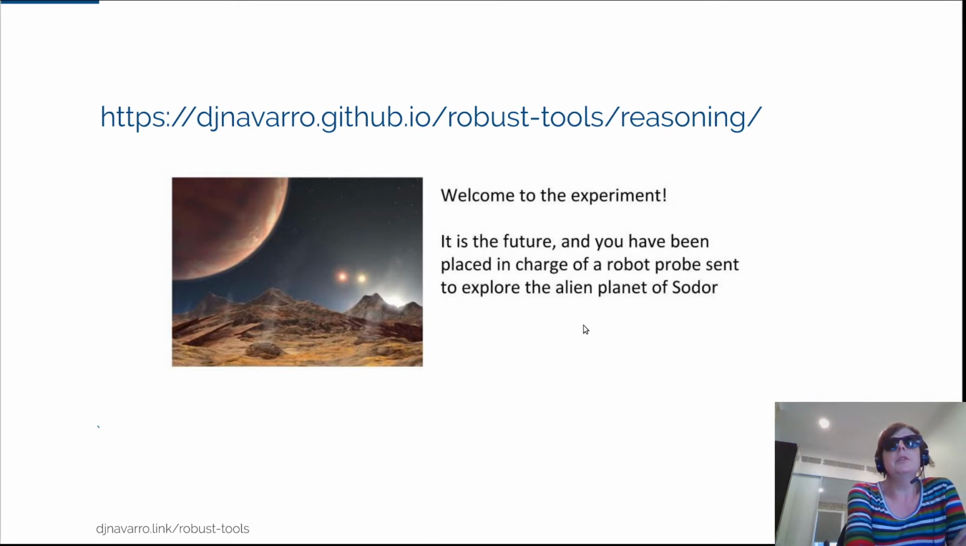The experiment that I'm going to outline, you can run through yourself just by clicking on this link, and you can get a sense of what it was like for participants doing the experiment. But rather than waste your time, I'll give you a quick summary of how it works. The idea is that you're pretending it's the future, and you've got a robot probe that's been sent to explore this alien planet of Sodor. I know, right? Exciting.